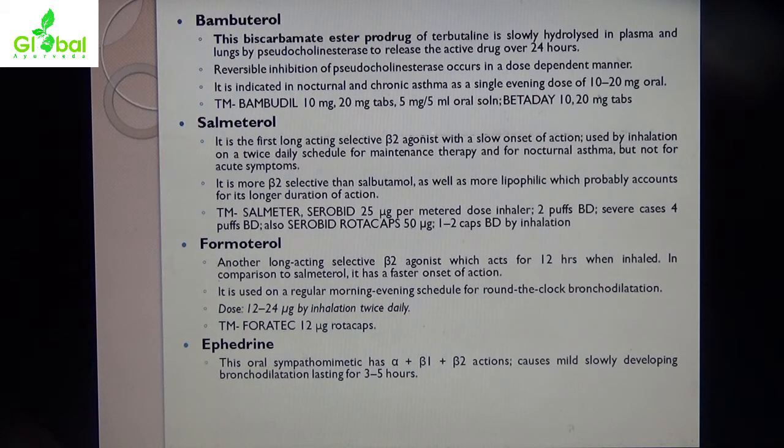Then the next drug is salmeterol. It is the first long-acting selective beta 2 agonist with a slow onset of action, used by inhalation on a twice daily schedule for maintenance therapy and for nocturnal asthma, but not for acute symptoms. It is also more beta 2 selective than salbutamol and more lipophilic, which probably accounts for its longer action. The concern of asthma worsening due to regular use of inhaled beta 2 agonists applies to salmeterol also.